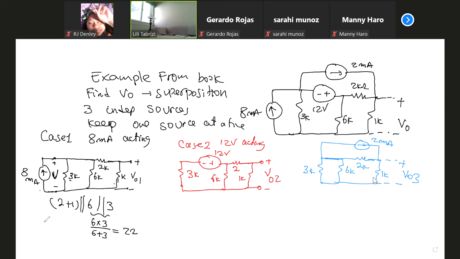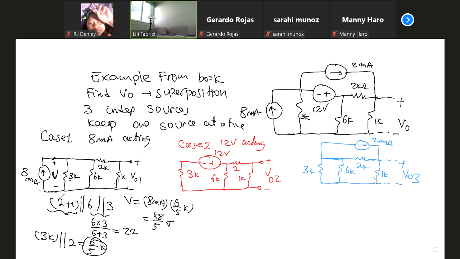Then you have 2 plus 1K, which is 3K, in parallel with this combination, which is 2K. It's 6 divided by 5K. Now, what is this V? By Ohm's law, V is 8 milliamp times this total resistance, 6 over 5K. Milli cancels kilo, so you get 48 divided by 5 volts. This is the voltage V.